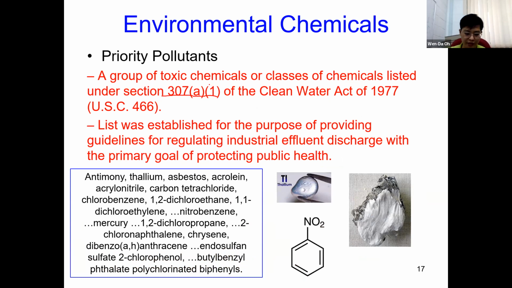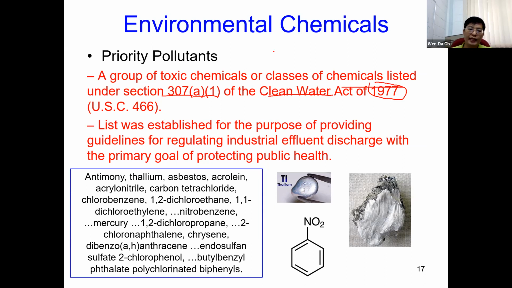And this is one of the very famous sections. You can see this almost everywhere. Everyone is talking about these priority pollutants. This is in the Clean Water Act. You can see this is 1977, it's quite old, but the list of the pollutants is actually dynamic, which means that it is constantly being added. So every time we have data saying that this chemical is dangerous, this chemical has caused problems to human health, then it will be added to the list.